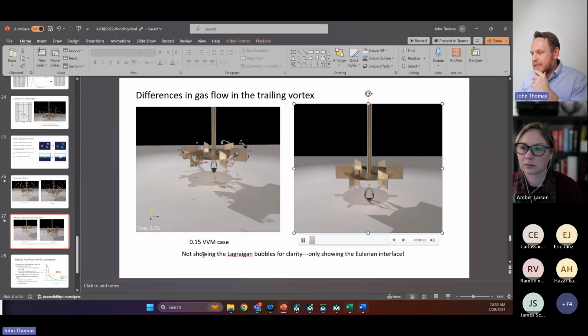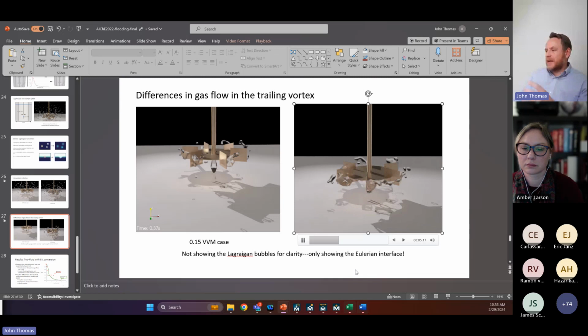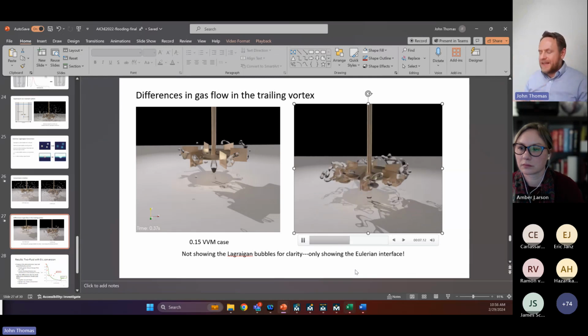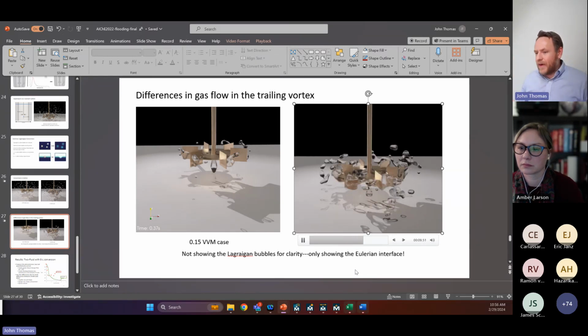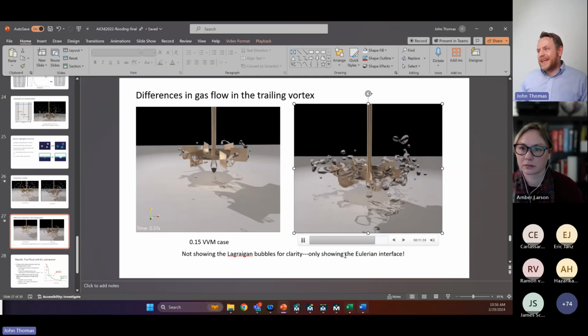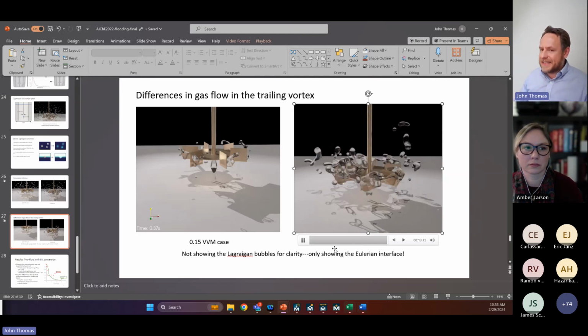And let me not show the Lagrangian bubbles, just the Eulerian interface. That's the Eulerian interface. And I'm not showing the bubbles that are being formed, but yeah, that's a very, very attractive area of research for us. It's tough, but this is exactly where we're going, Frank.